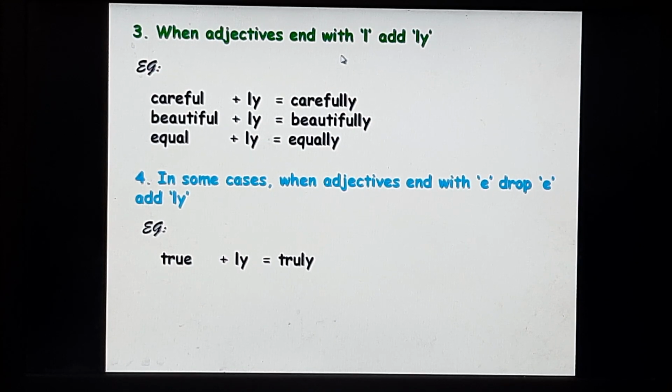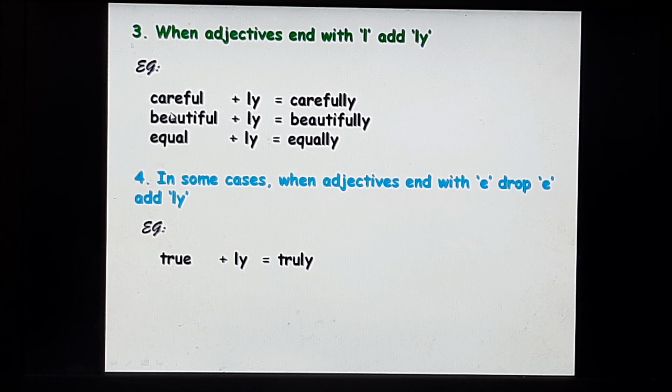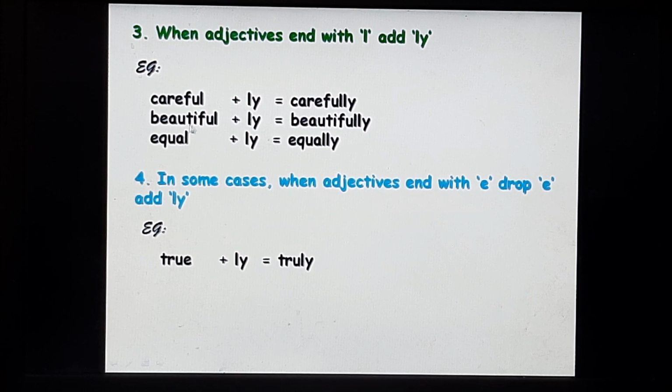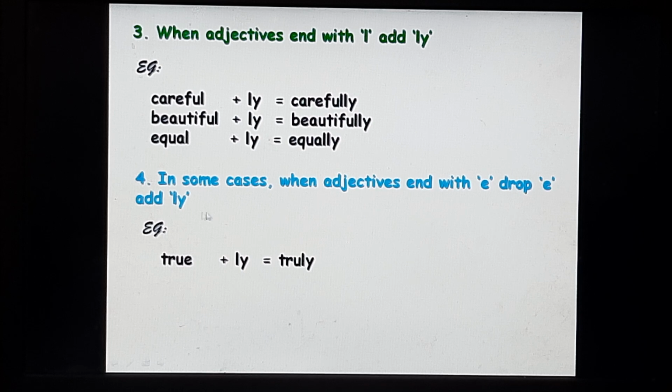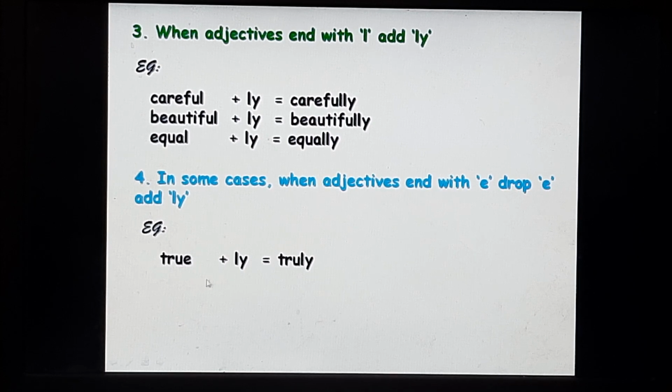When adjectives end with l, add ly to form the adverbs. Example, careful plus ly carefully. There is a double l in your adverb. Beautiful plus ly beautifully. Double l in the adverb. Equal plus ly equally. Double l in the adverb. In some cases, when adjectives end with e, drop e and then add ly. Example, true plus ly truly. We have dropped the e and then added ly.